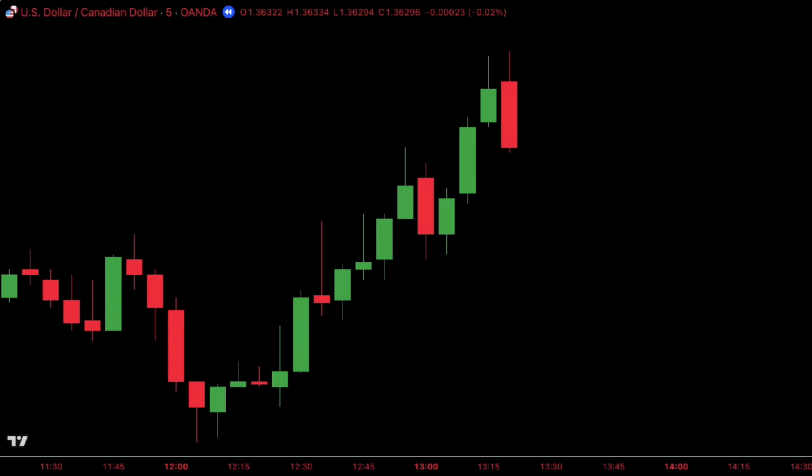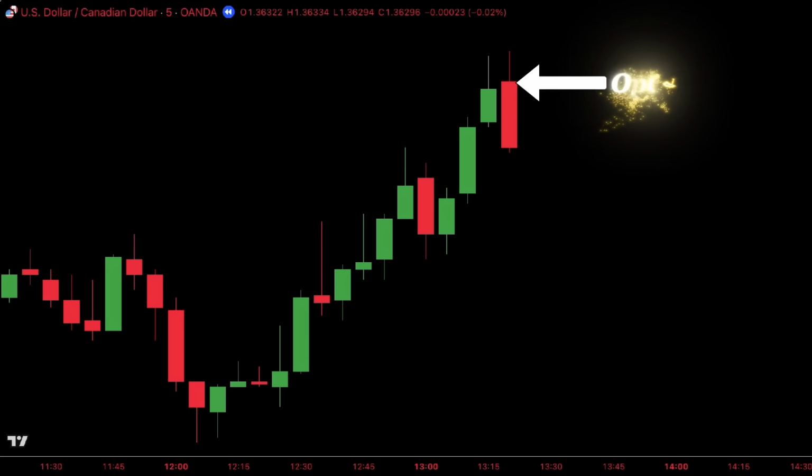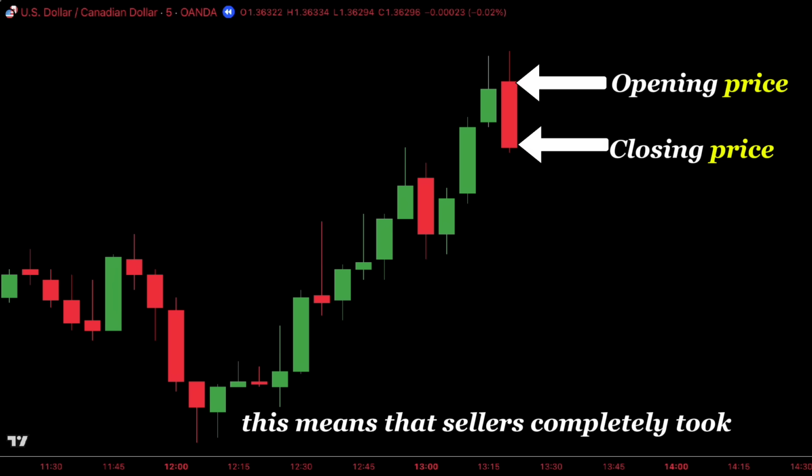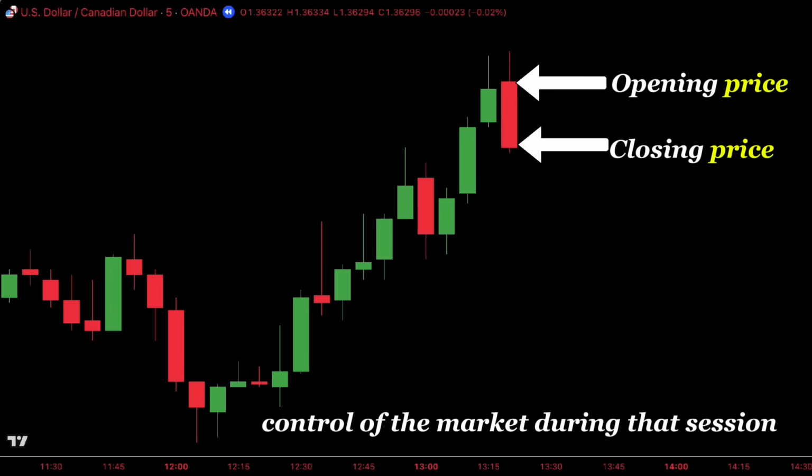But then something interesting happens. The second candle opens above the closing price of the first candle, which at first suggests that buyers might continue pushing the market upward. However, instead of continuing higher, the price suddenly moves down and closes below the opening price of the first candle. This means that sellers completely took control of the market during that session.